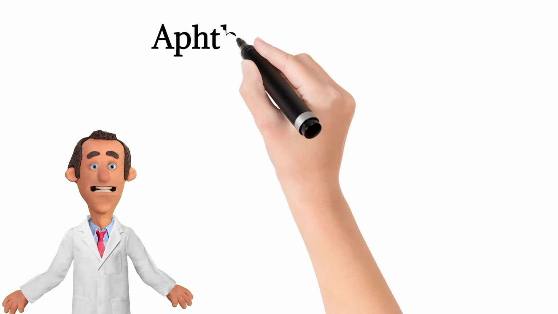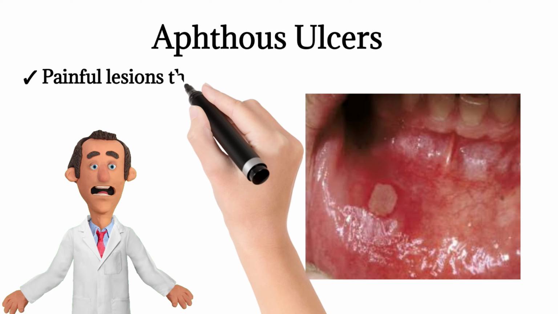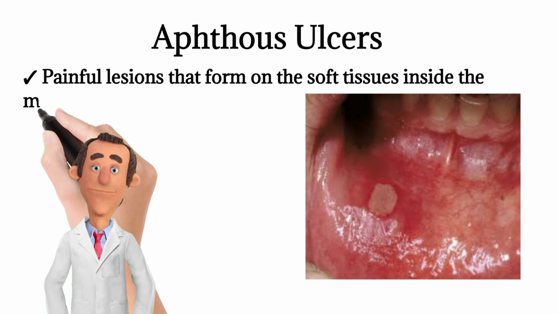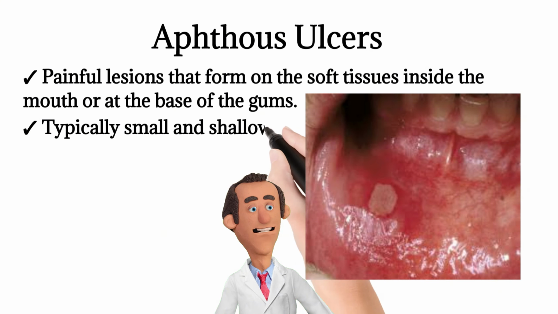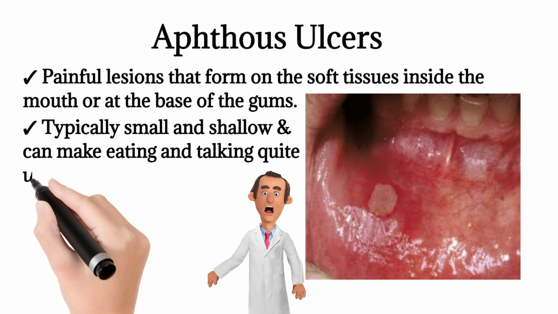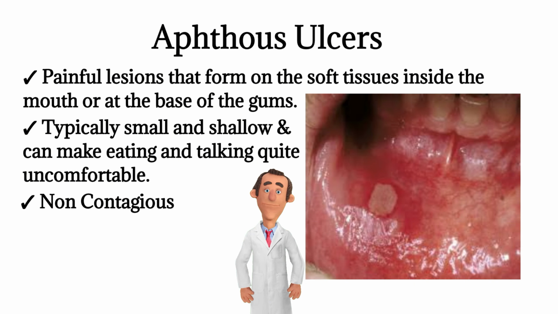Aphthous ulcers, also known as canker sores, are painful lesions that form on the soft tissues inside the mouth or at the base of the gums. They're typically small and shallow and can make eating and talking quite uncomfortable. These ulcers are non-contagious, meaning they can't be passed from person to person.